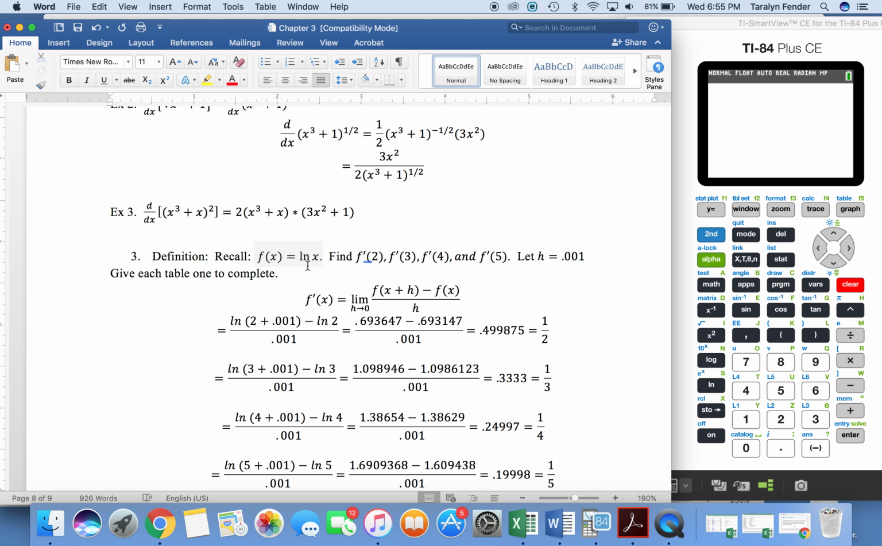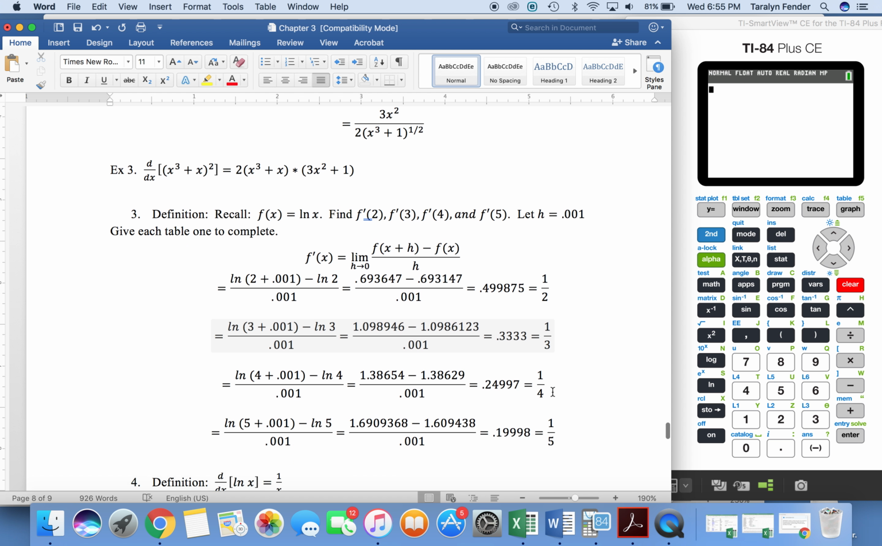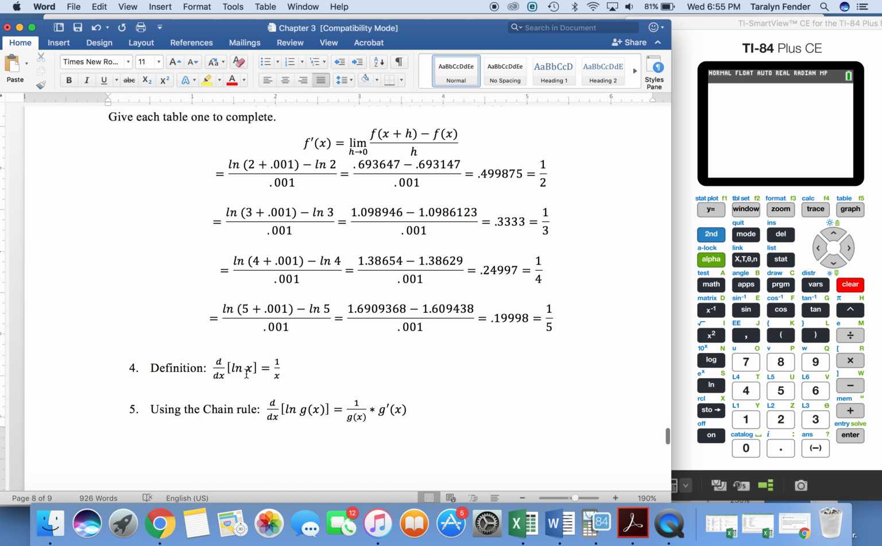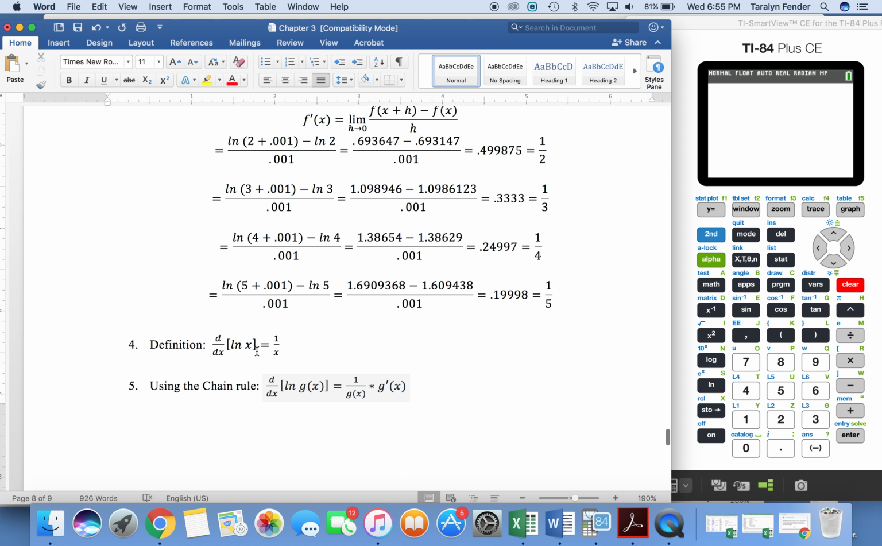And you can use this as an example. I put in 2 and 2.01, and I found the derivative of that, and it's equal to 1/2. I found the derivative of this, which is 1/3, and so forth and so on until I got to 1/5, which means that the derivative of the natural log of x is 1 over x. But when you have something in the x spot that is something other than x by itself, you're going to have 1 over g of x, whatever's in this x spot, times g prime of x.